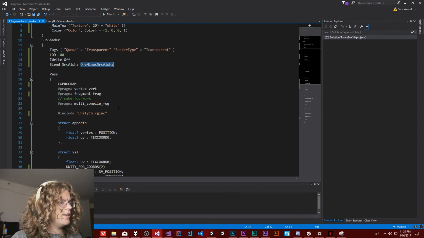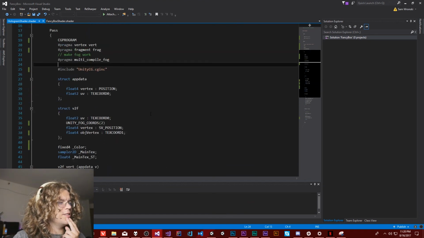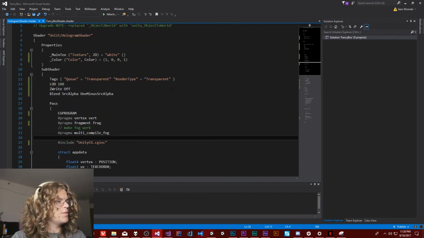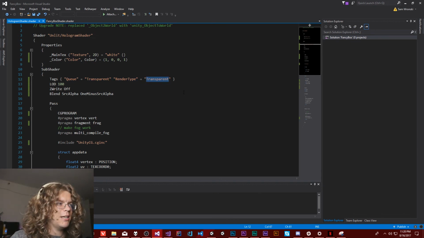Then the next thing... Was there a next thing? I don't think there was. I think that was it. So, a few simple changes. Missed one thing. We had to change this to be in the transparent queue and have a transparent render type.